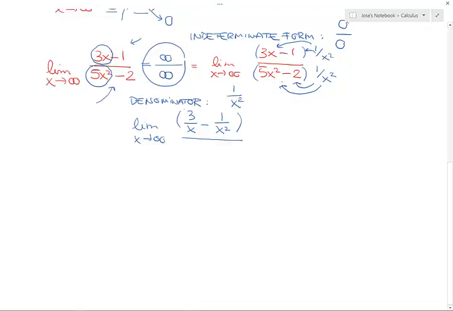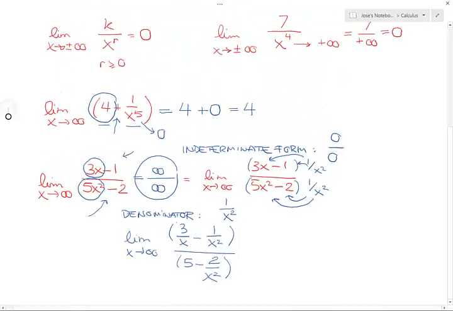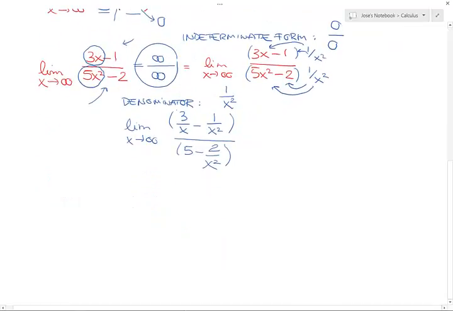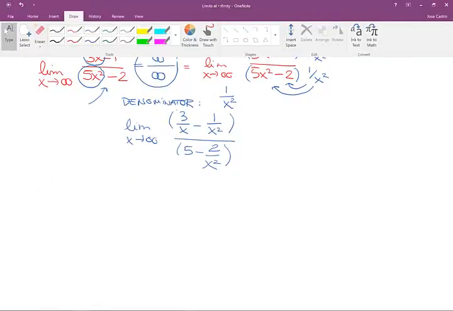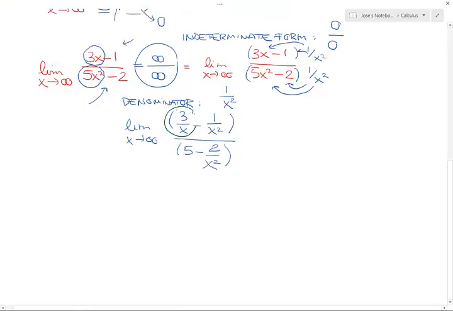In the denominator, 5x squared times 1 over x squared is going to give me a 5, and 2 times 1 over x squared is going to give me a 2 over x squared. And now what? Well, now I can use what we had seen before. Let me come back up here, that as long as you have a constant divided by a power of x, and you're going to positive or negative infinity, that's going to get closer and closer to 0. So this part in here is a constant divided by a power of x.